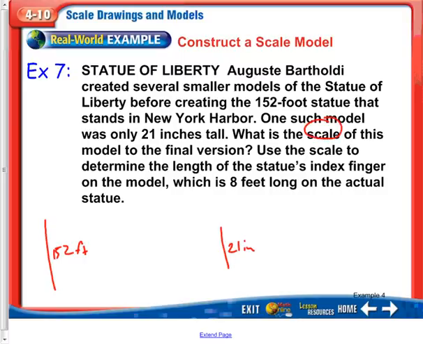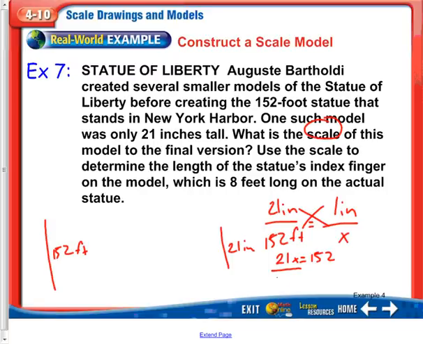It says, what is the scale of this model to the final version? It just says scale. It does not say scale factor. So we want to find not 21 inches, but 1 inch. Right now it's 21 inches over 152 feet, and we want to know what 1 inch is going to be equal to in the same situation. So we need to cross multiply. We're going to get 21x equals 152.